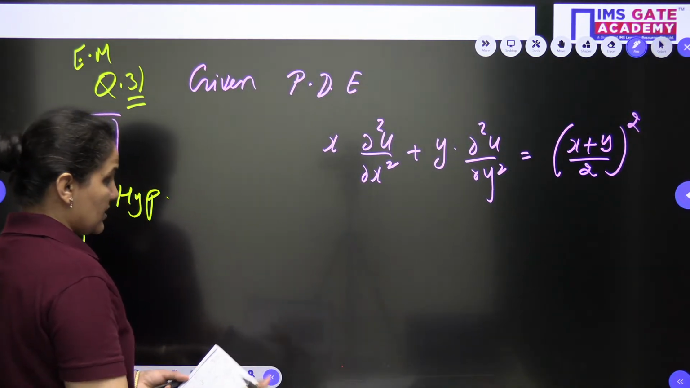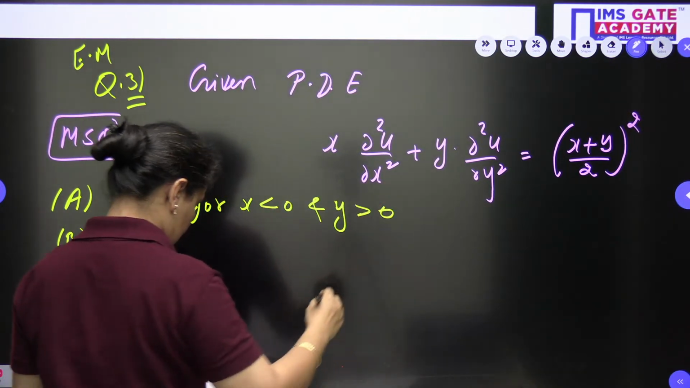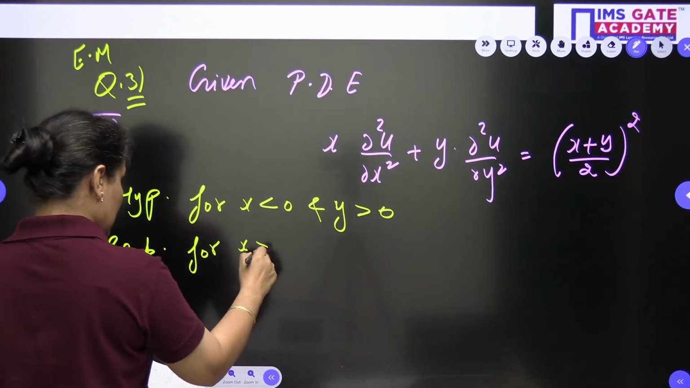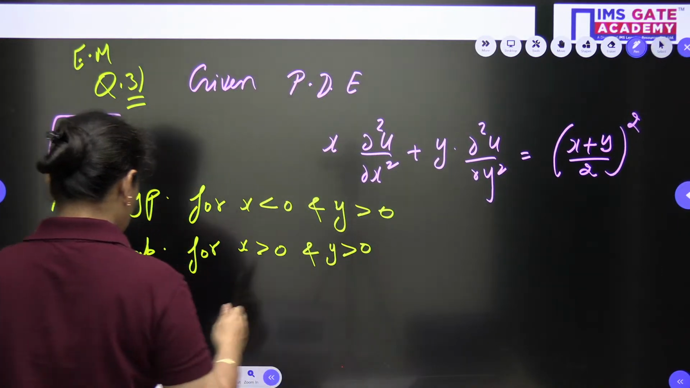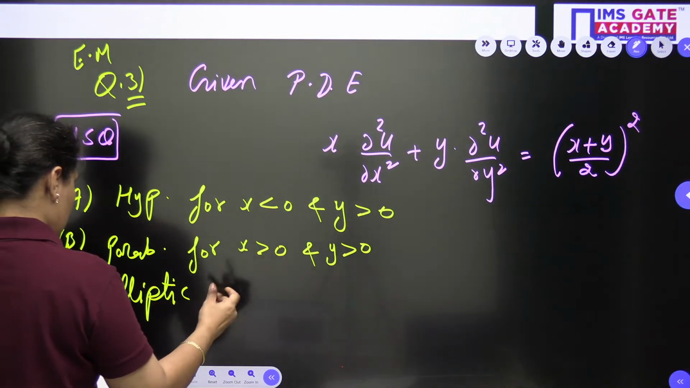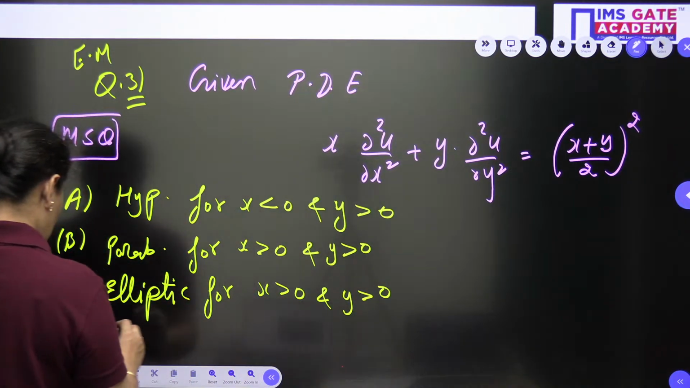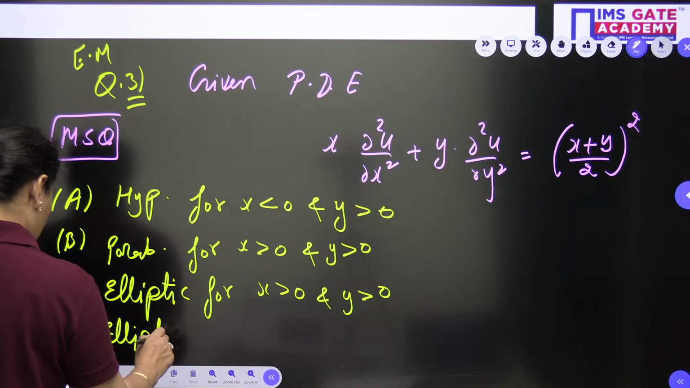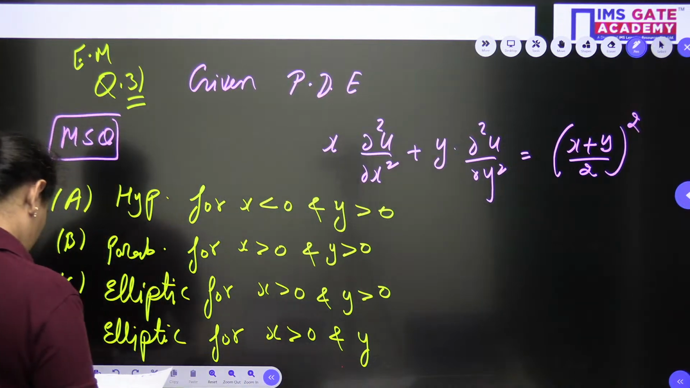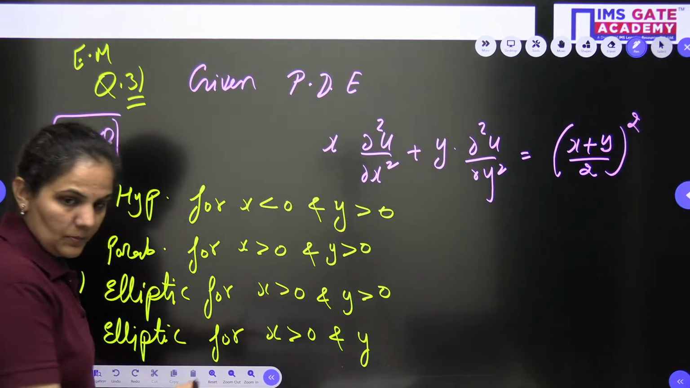Okay, it will be a hyperbolic equation for x is less than 0 and y is greater than 0. Second, it will be a parabolic equation when x is greater than 0 and y is also greater than 0. Third, it will be an elliptic equation for x is greater than 0 and y is greater than 0. And last, it will be an elliptic equation for x is greater than 0 and y is also. So please confirm this option, dear students.